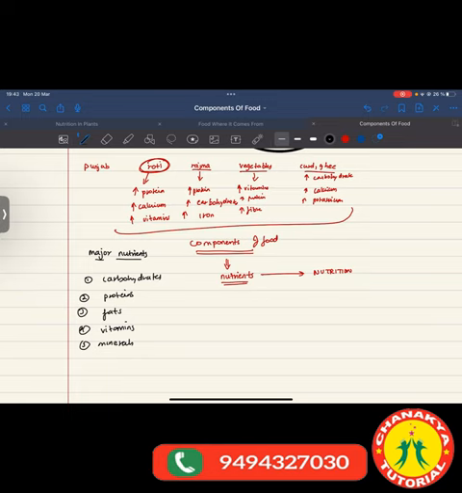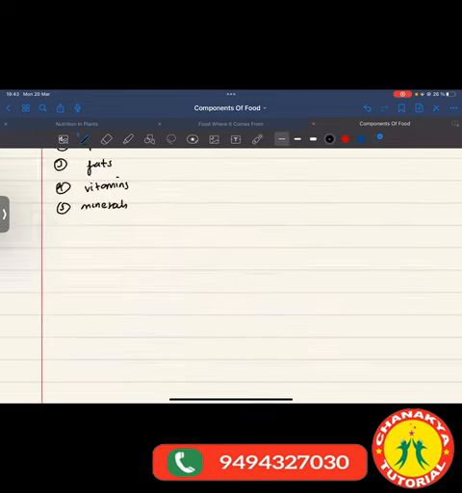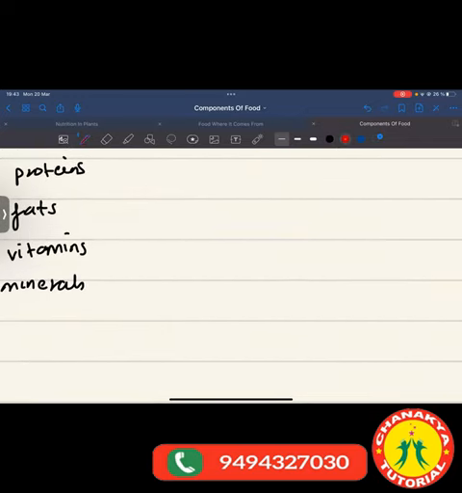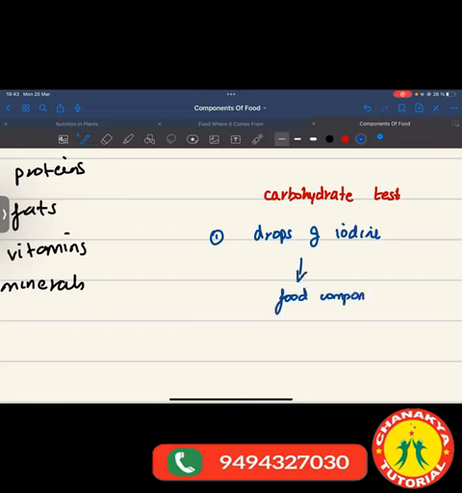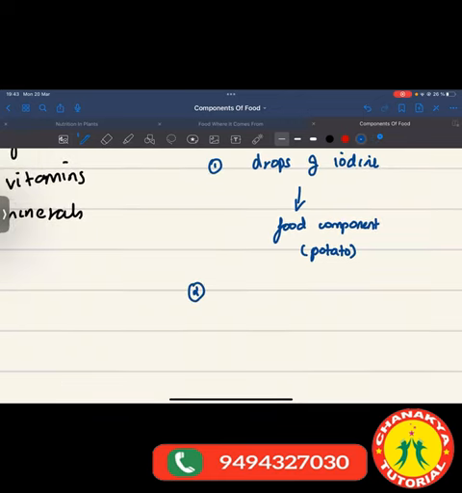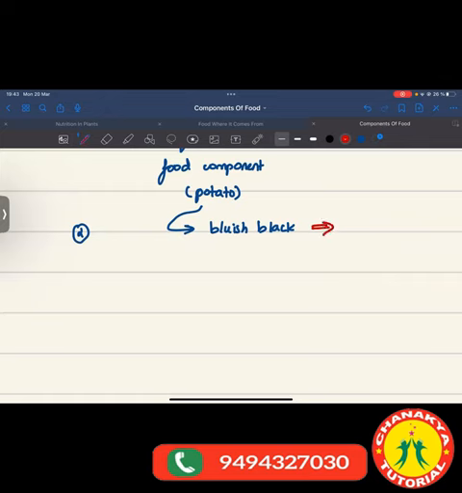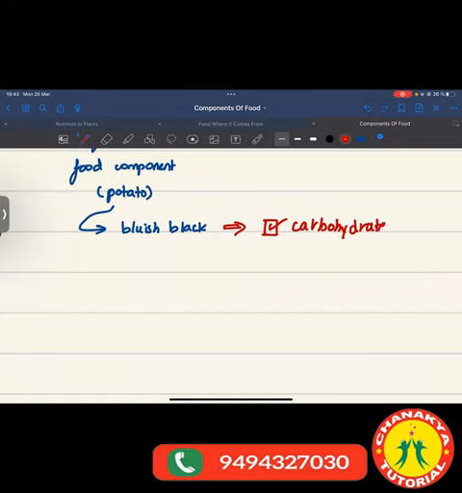Okay. So here you have a carbohydrate testing experiment. So what are you doing? You're adding drops of iodine to the food component. Taking potato over here. The potato turns bluish black. So bluish black indicates the presence of carbohydrate. Okay, note it down.